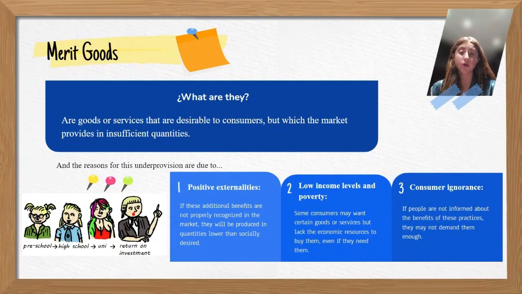Merit goods are goods or services that are desirable to consumers but which the market provides in insufficient quantities. The reasons for this underprovision are positive externalities, where these additional benefits are not adequately recognized in the market, so they will be produced in smaller quantities than is socially desirable; low income levels and poverty, where some consumers may desire certain goods or services but do not have sufficient economic resources to purchase them; or consumer ignorance, where if people are not informed about the benefits of these practices, for example, vaccination or annual health checkups, they may not demand enough of them.